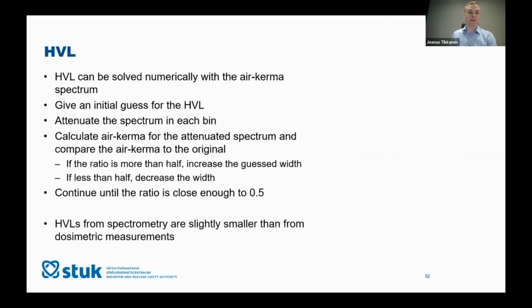Then we can calculate from the spectrum the half value layer, so HVL, and this can be solved numerically with this air kerma spectrum or air kerma calculations. So we guess the thickness for the HVL and attenuate the spectrum in each bin. Again, we can use these bin values as monoenergetic values for different cross-section data. And then we calculate the air kerma for this attenuated spectrum. If it's more than half, we increase the guessed width. If it's less, we decrease the width and iterate until we get this ratio close enough to 0.5.